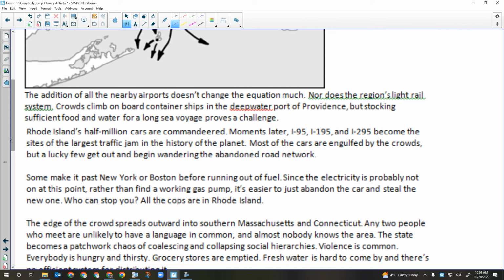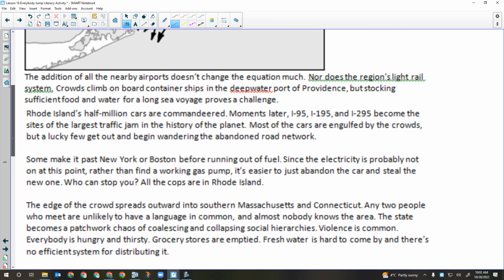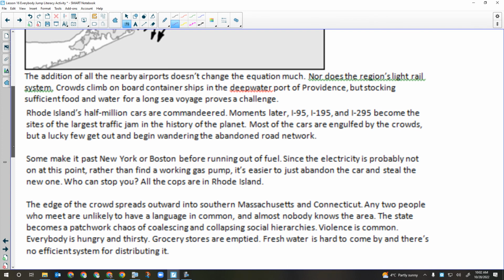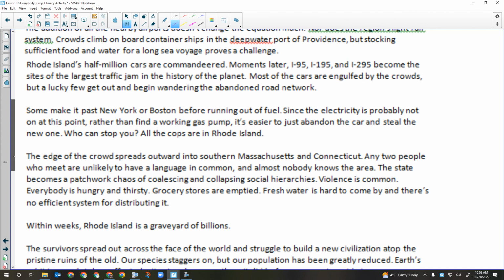Walking Dead. Violence is common, everyone is hungry and thirsty, grocery stores are emptied, fresh water is hard to come by, and there's no efficient system for distributing it. Nobody has mentioned the sewage problem, but it's going to be a problem. Human waste is disgusting and going to cause disease. Within weeks, Rhode Island is a graveyard of billions.